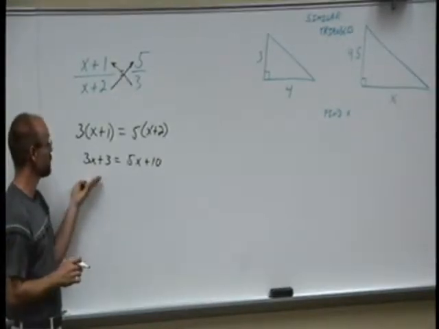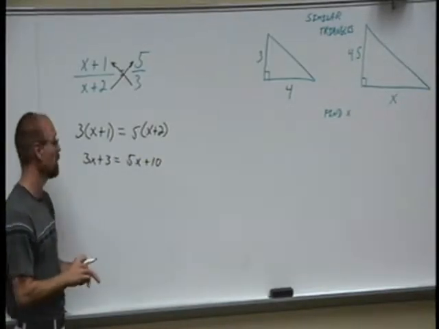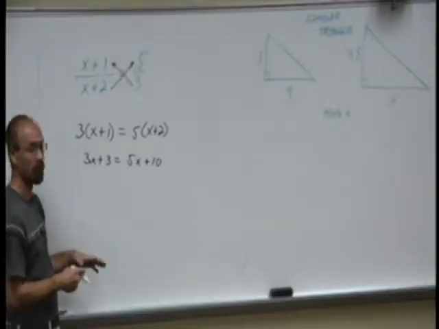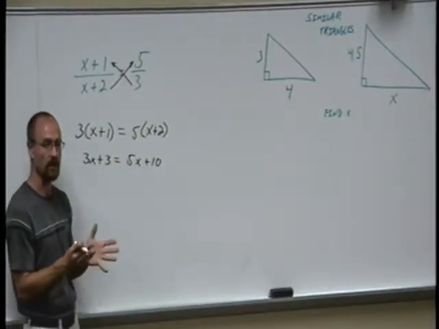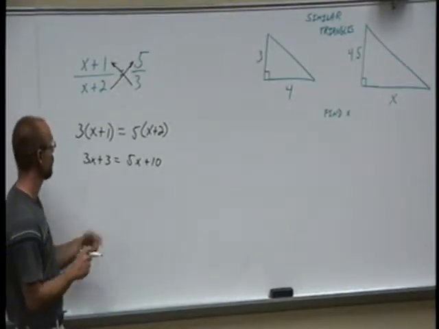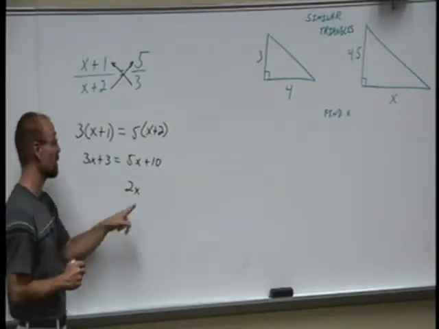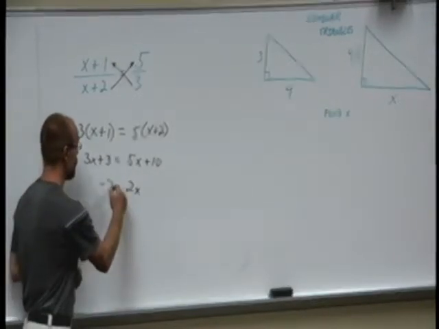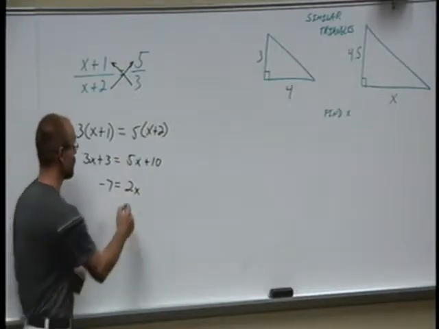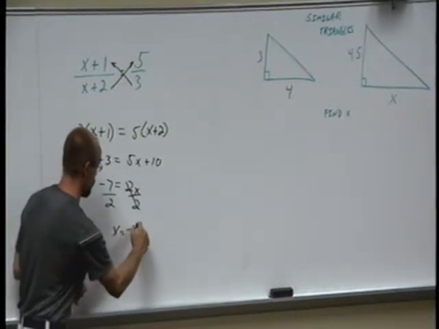Now, here, some students would say, well, let's get our x's on the left and get our numbers on the right, and that's fine. But as a rule of thumb, I like to always move the smaller value of x so that I have a positive coefficient, less chance to make maybe a sign error. So I'm going to subtract 3x because 3 is less than 5, and if I do that, I get 2x on that side, which means I have to move the numbers to the left side. I'm going to subtract 10 from both sides. And I get -7 equals 2 times x. Now I'm going to divide by 2 and simplify: x equals -7 halves.